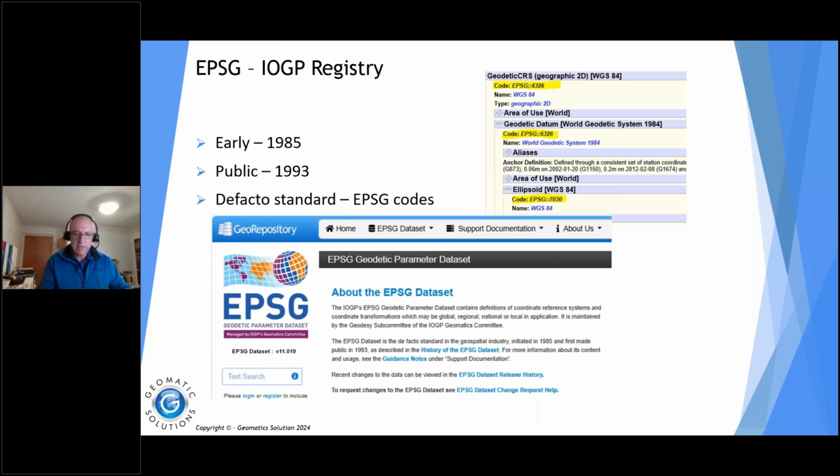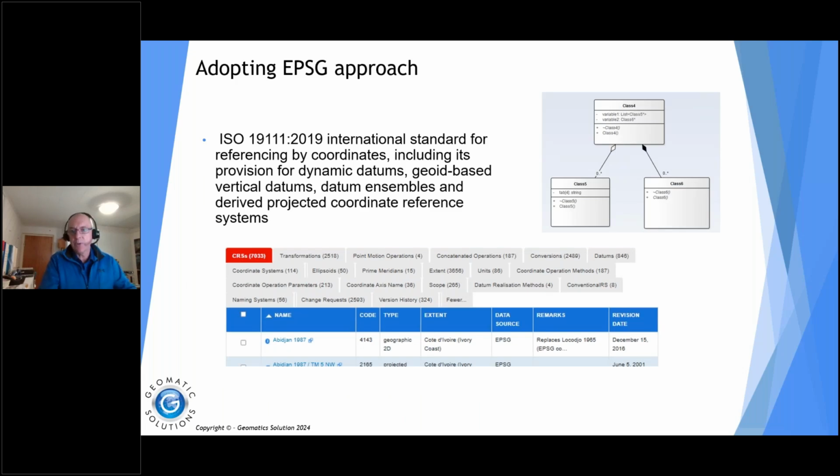The EPSG registry approach is also ISO based. ISO, the International Standard Organization, has created a document called 19111, which is called referencing by coordinates. This basically breaks down a coordinate reference system into all the smaller parts that we need in order to correctly define this CRS.